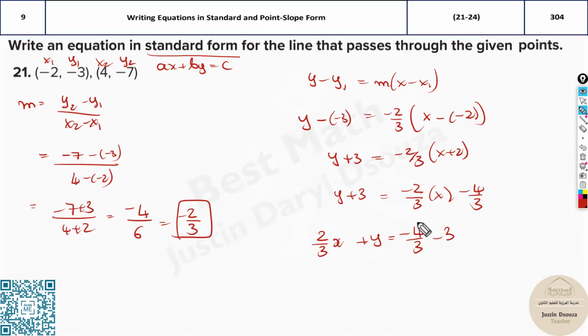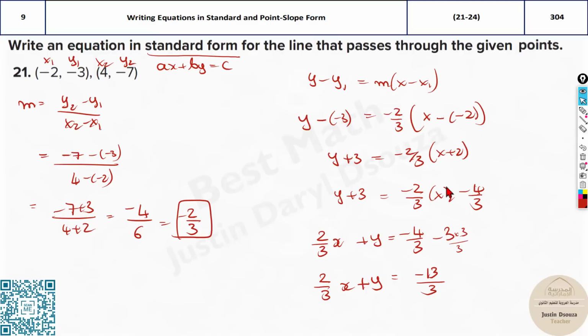So now we need to solve it. You can use your calculator and solve it, but I'll just do it over here. 3 by 3. So we will have 4 divided by 3 minus 9 by 3, which is minus 5 by 3. That would be the final answer. It's 2/3 x plus y equals negative 5/3. We have just multiplied 3 by 3, so the fraction denominators will be the same, and then I can solve the numerators. So this is the correct answer.